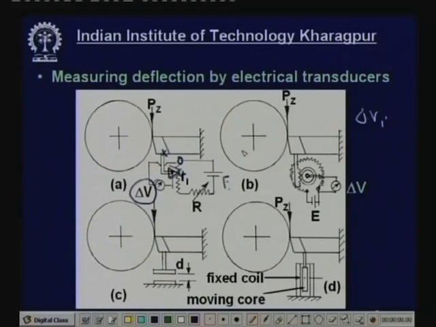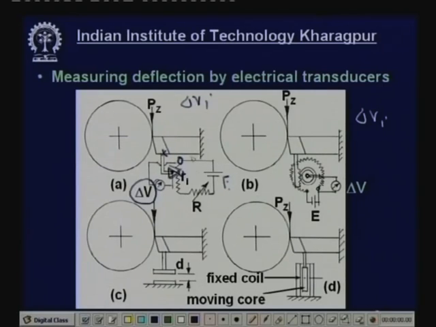That delta V is proportional to delta R, and delta R will be proportional to the amount of deflection. So the force Pz will produce proportional deflection. From proportional deflection, there will be proportional change in resistance. From the change in resistance, you get a proportional voltage. So the delta V becomes proportional to Pz. Now the value of the proportionality will be determined from the calibration. So you have to do calibration.